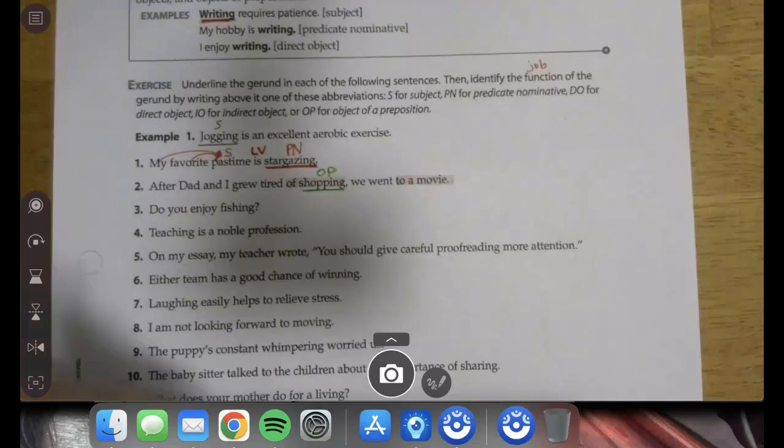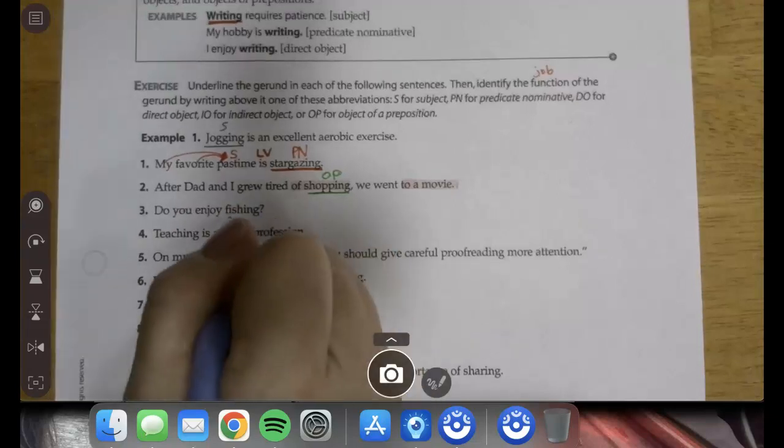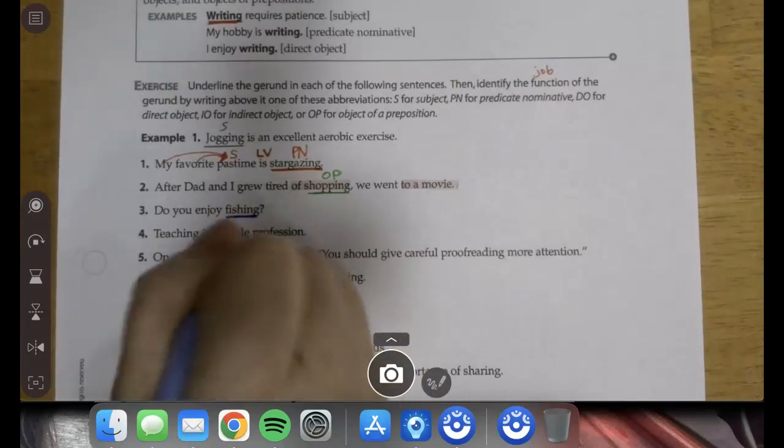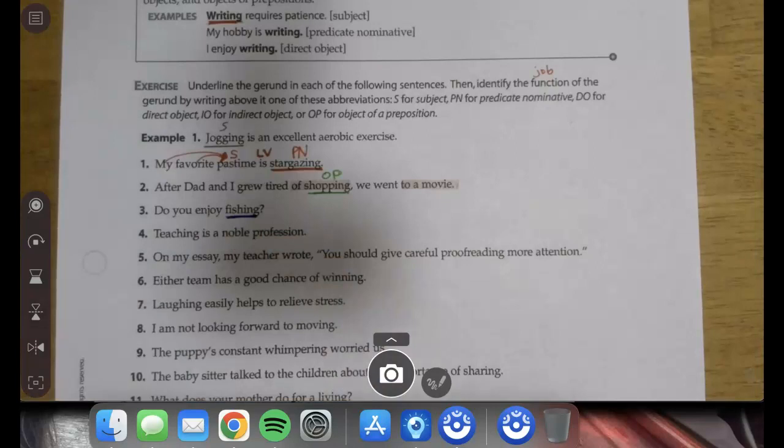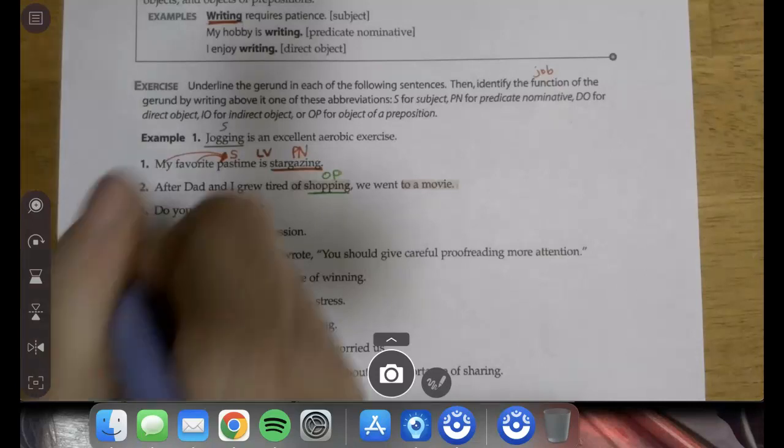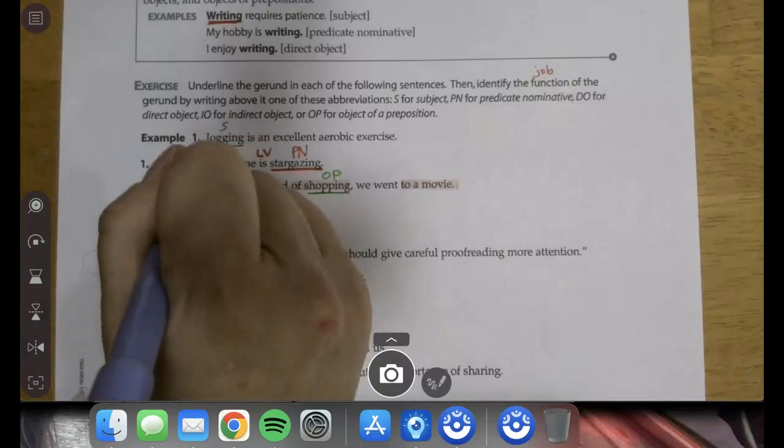All right, next one. Did you enjoy fishing? So I'm looking for my verb that ends in ing, and that's fishing. So then I go look for my subject, and it's a question. If you're not sure in a question, you can always restate it as an answer. You do enjoy fishing, so you is the subject.